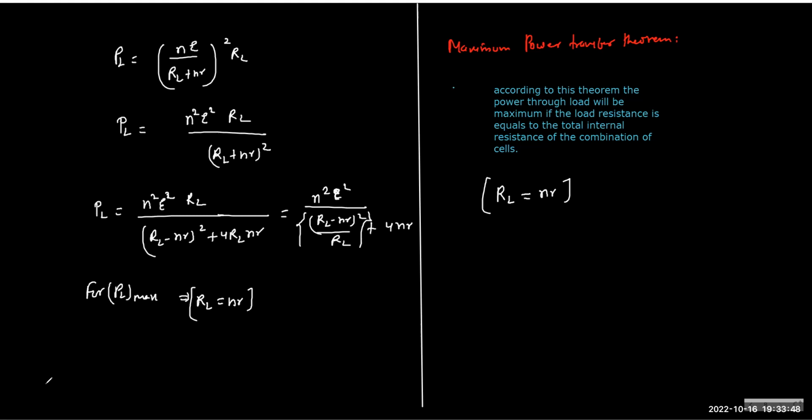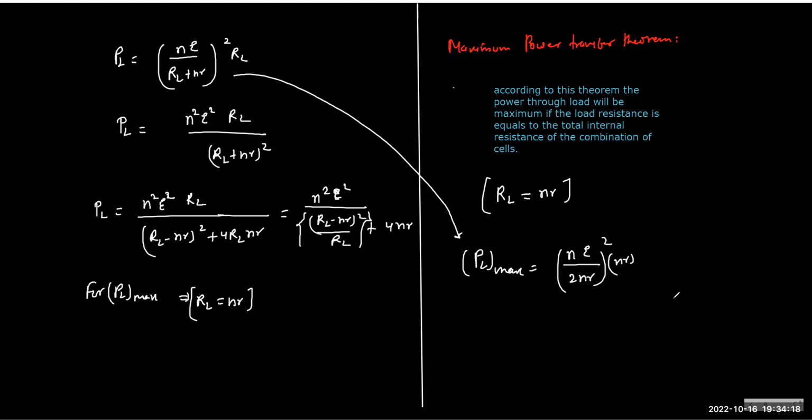You get the maximum power received by the load. It's clear. And what is the value of PL max now? Tell me. So I can replace RL by nR. So this becomes 2nR. So it's 2nR into nR. It is clear, guys?